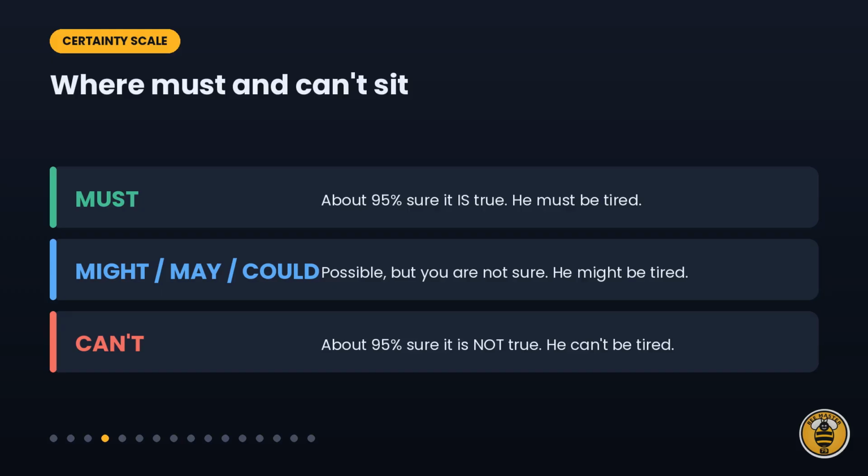Think of certainty as a scale. At the top, when you are almost certain something is true, you use must. In the middle, when something is possible but you are not sure, you use might, may, or could. At the bottom, when you are almost certain something is not true, you use can't. Notice this carefully. The opposite of must in deduction is can't. It is not mustn't. We will come back to that.